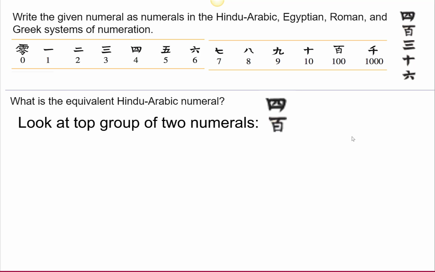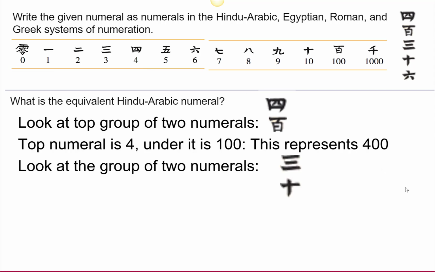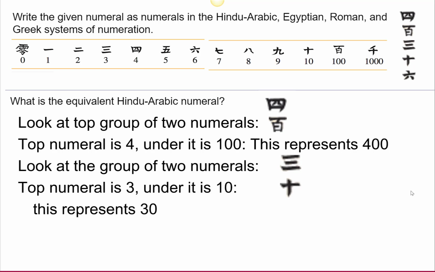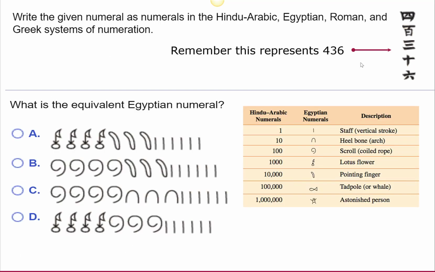So we look at the top 2, and we look at that top symbol there, and we notice that looks like the symbol for 4 over the symbol for 100. So this represents 400. We take the next group of 2 numerals, and we have a 3 over 10, so that's going to give us 30. And then finally at the bottom we have a 6, so this is 436. Now remember, this in Chinese system was 436.